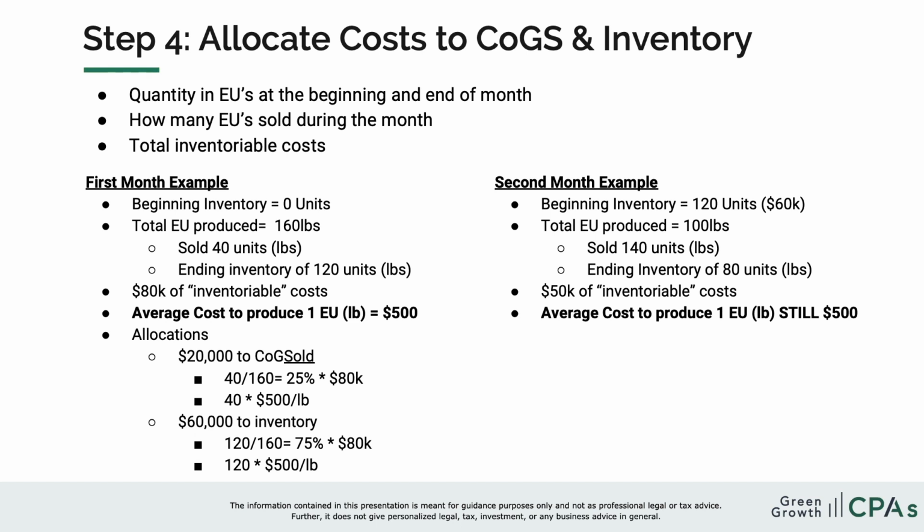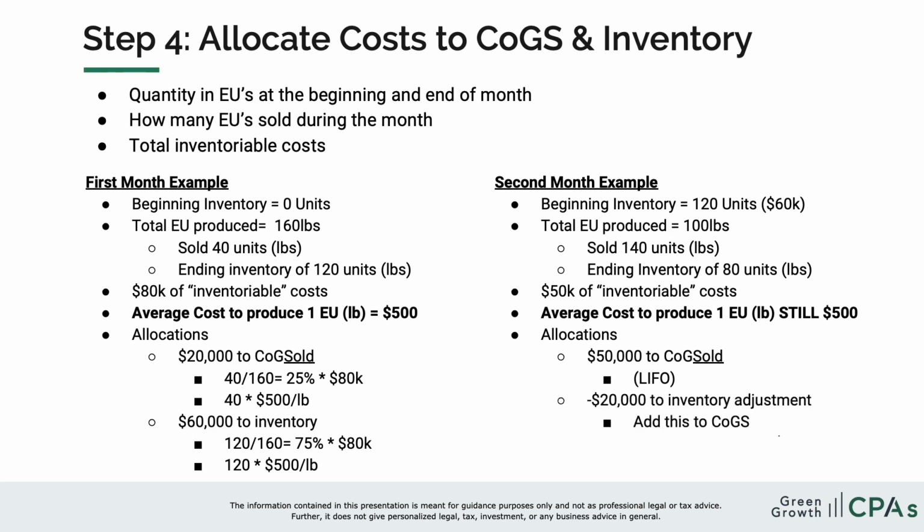So we produced 100 pounds, and that average cost to produce a pound is still $500. Again, I'm keeping this very, very steady and simple here. So $50,000 is going to be allocated to COGS because this is this month's total expenditure since we sold all the cannabis, and it's $500 per pound. So $500 times 100 pounds is $50,000. Now, this is using LIFO, last in, first out inventory, instead of FIFO, which is first in, first out. Just for the simplicity of this example, I don't want to show bringing some in and then some out of inventory. I just want to keep it very simple.